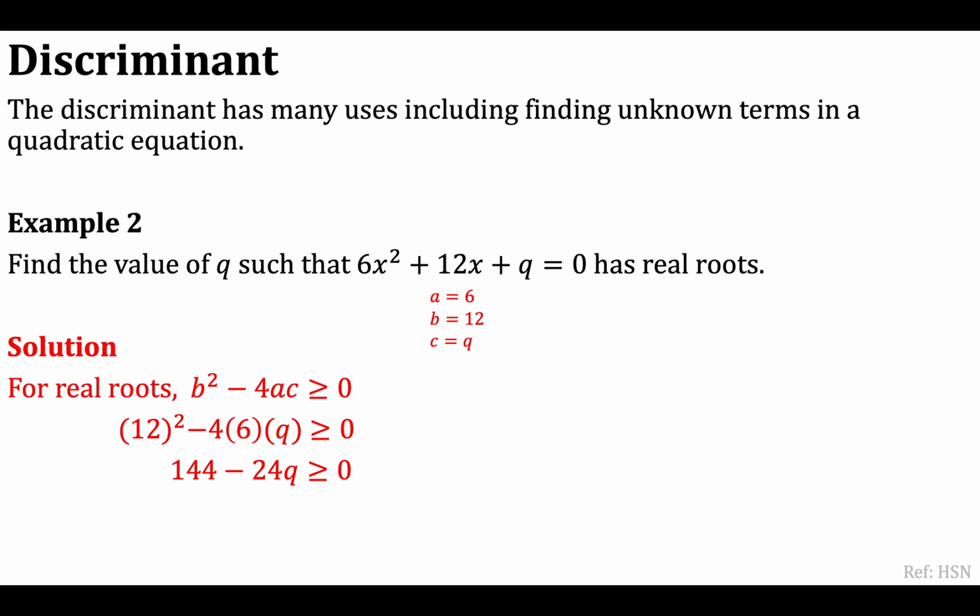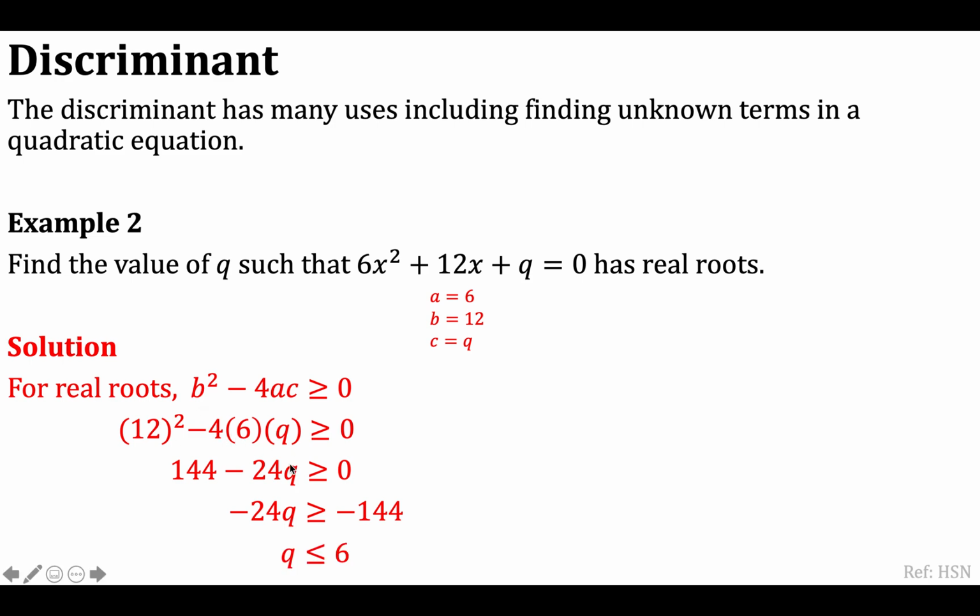And obviously you can solve this two different ways, but I am going to subtract my 144 from both sides to give me negative 24q is greater than or equal to negative 144. And then I'm going to divide throughout by negative 24 to leave me with q on the left hand side, and that will give me q less than or equal to 6.